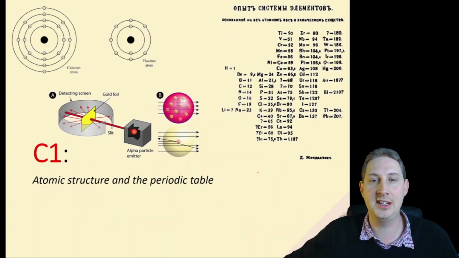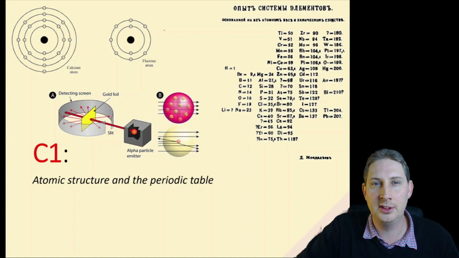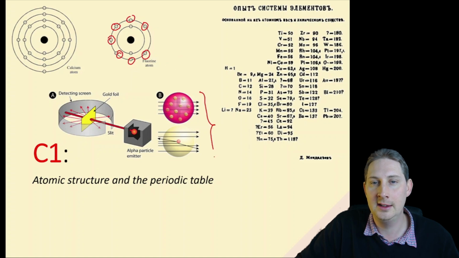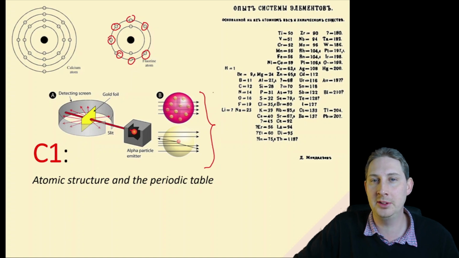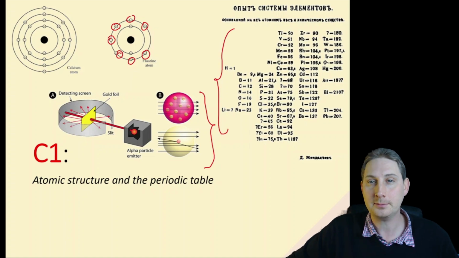So, starting with C1, atomic structure in the periodic table, we looked at the electron structure of atoms and the number of electrons in the outer shell. So fluorine's got 1, 2, 3, 4, 5, 6, 7, for example, in the outer shell. You also looked at the history of the atom and how the atom was put together and the various experiments that were done and the various scientists involved. And you looked at the history of the periodic table and how that was put together. And again, you need to know something about Mendeleev and Newlands.